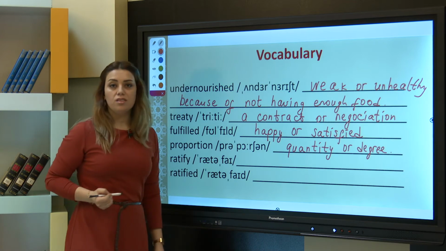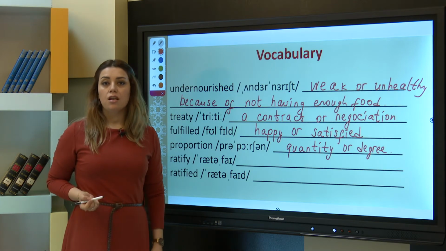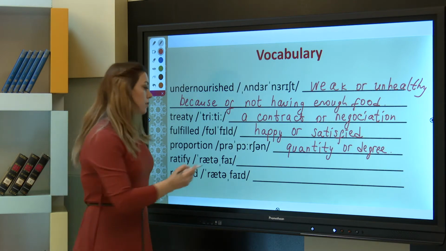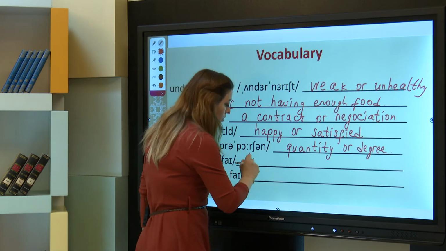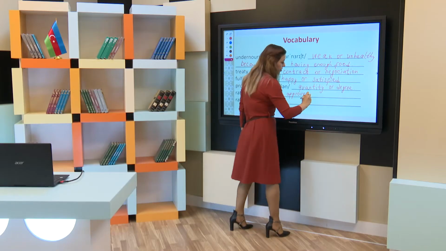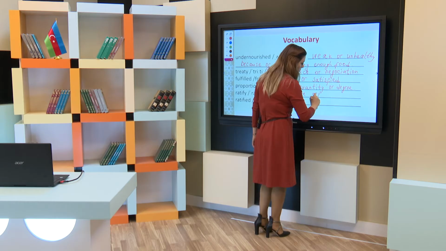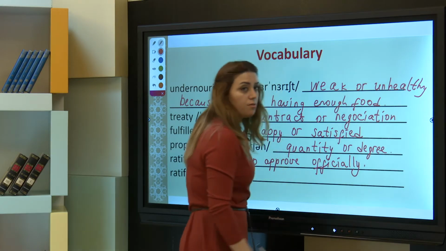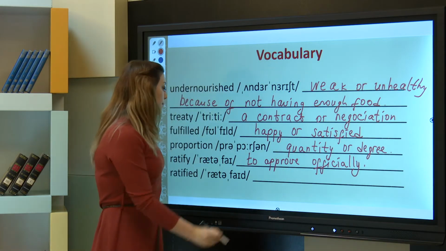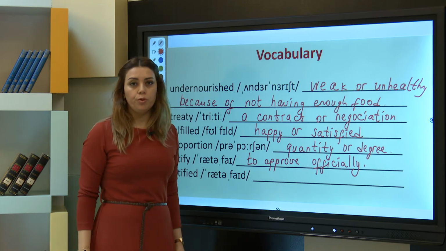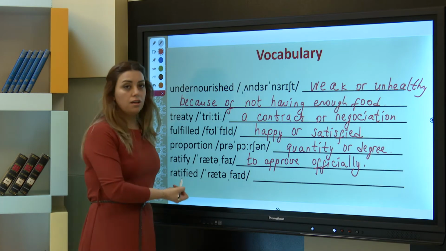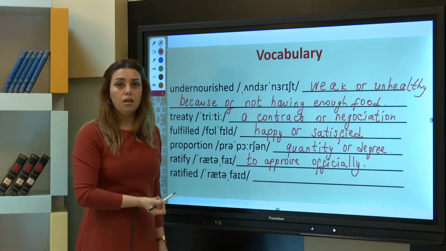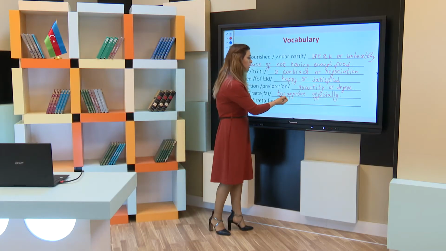And our next word is ratify. Ratify means to approve officially. Officially means by the government. And ratify is a verb. Also we have ratified, which is past participle, and it means officially approved.